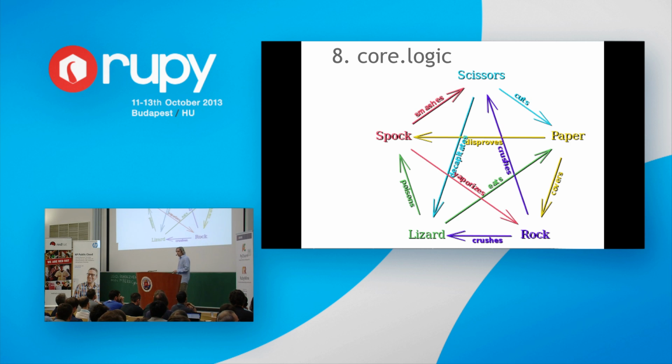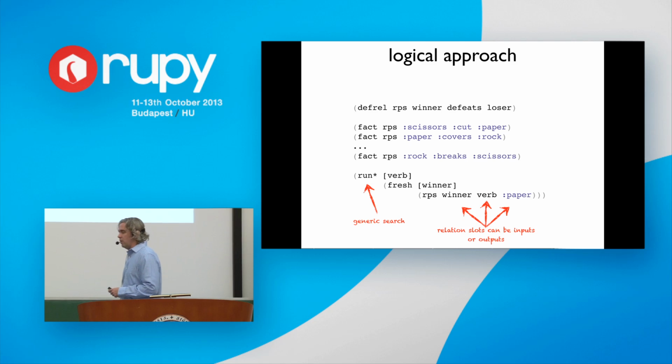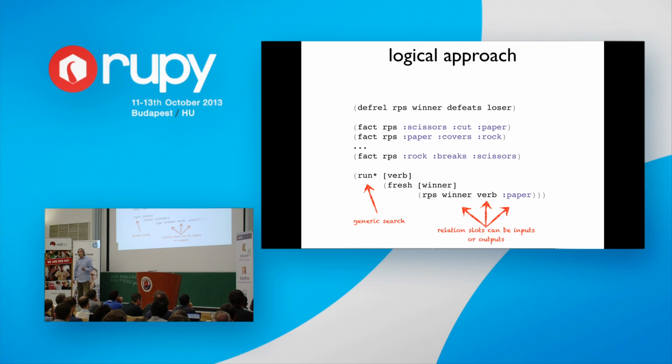The 8th idea I want to show you is core.logic. And I'm going to show you via rock, paper, scissors, lizard, Spock. So this is an implementation of rock, paper, scissors, lizard, Spock in core.logic. Core.logic is an embedded DSL in Clojure, available both in Clojure and in the browser, that gives you access to logic programming a la miniKanren.